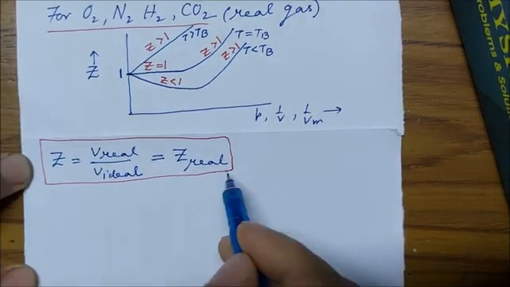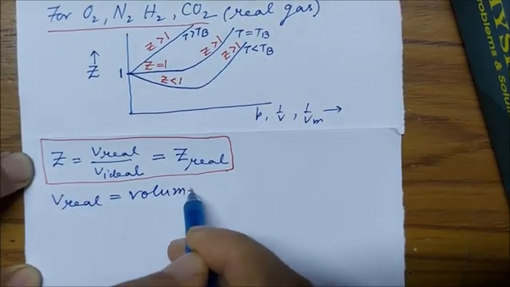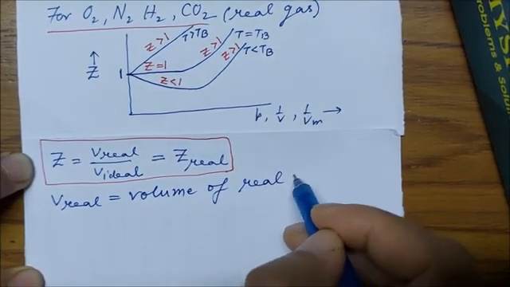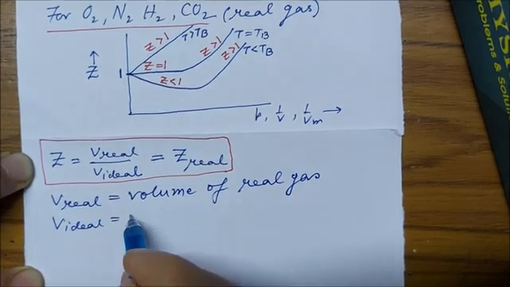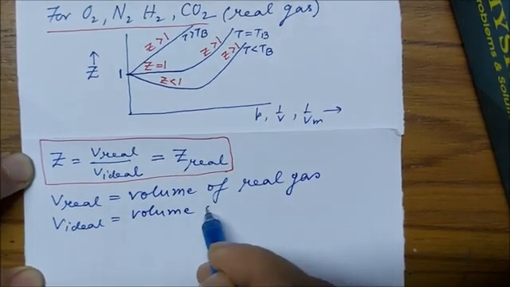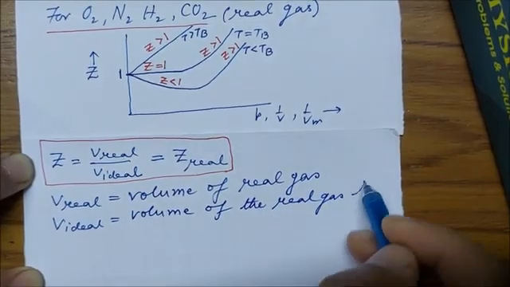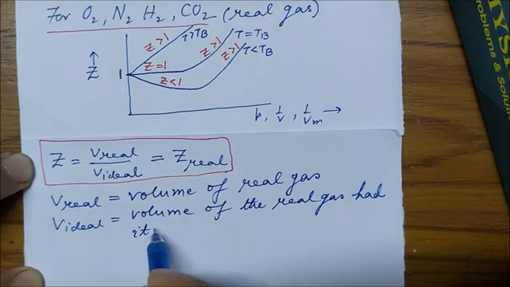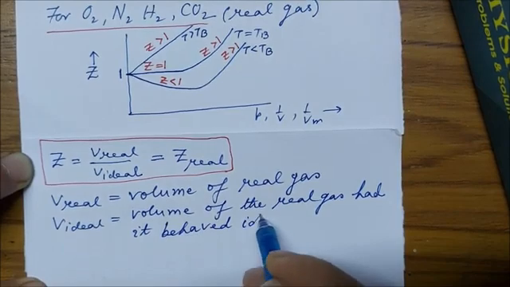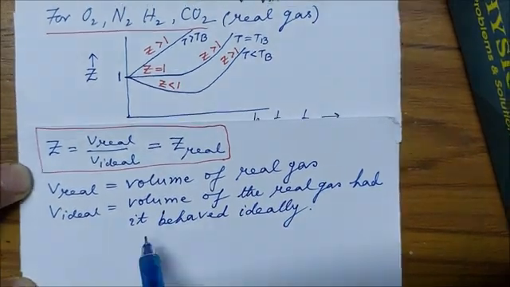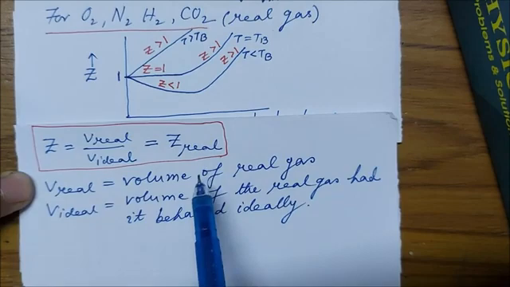And let us note that V real represents the volume of real gas, and V ideal represents the volume of the real gas had it been ideal, had it behaved in an ideal fashion, that is, behaved ideally.